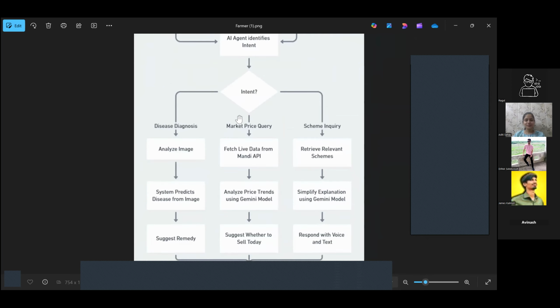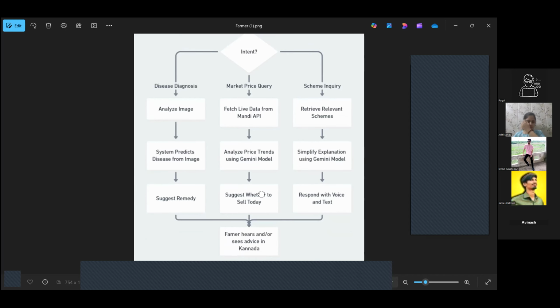Okay, and the second part is the market price query. If a farmer asks for the current market price, it will fetch live data from the Mandi API that I already showed you. There are some websites, and from that it will analyze the price trends using the Gemini model, and lastly it will suggest whether to sell or not. If the price is too low for the product, it will say don't sell the product, right?